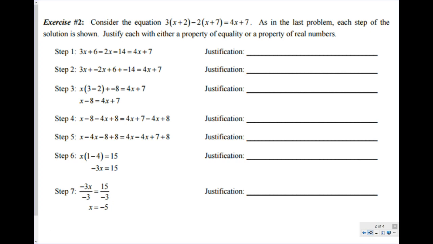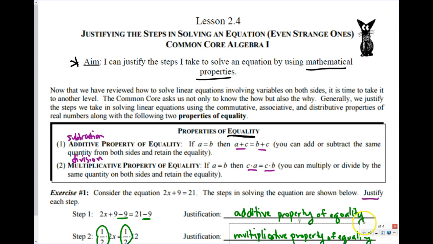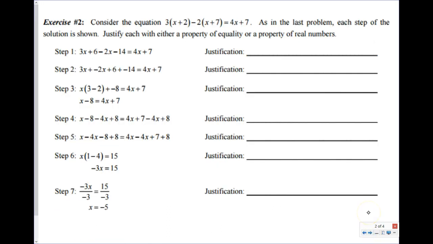Let's take a look at exercise 2. Now here's a really long problem. Consider the equation 3 times (x plus 2) minus 2 times (x plus 7) equals 4x plus 7. As in the last problem, each step of the solution is shown. Justify each with a property of equality or property of real numbers. So, you should have 5 properties in your mind. The 2 we just learned, the additive property of equality, the multiplicative property of equality, and we have 3 others.